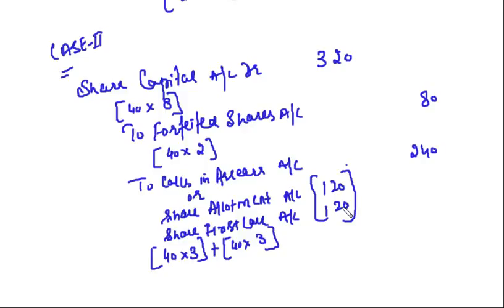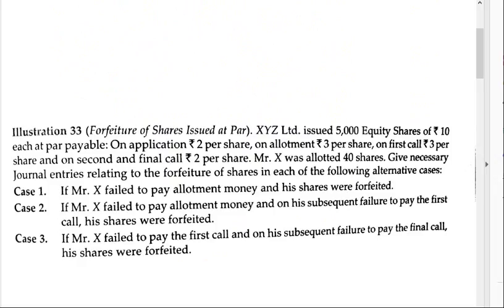Right? Now, case 3. Mr. X failed to pay the first call, and on his subsequent failure to pay the final call, his shares were forfeited. That means Mr. X paid application money plus allotment money. He failed to pay the first and the second call. Right? What is the amount called up? Can you tell me? In this case, the amount called up is 10 rupees because they have called for the second call also. He failed to pay the first and the second call, but the second call has been called by the company.